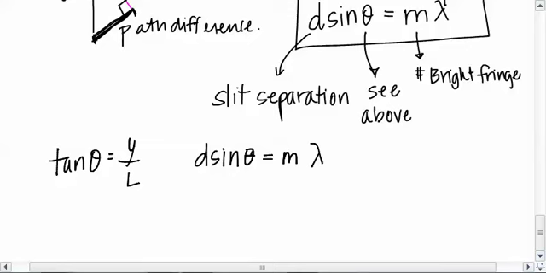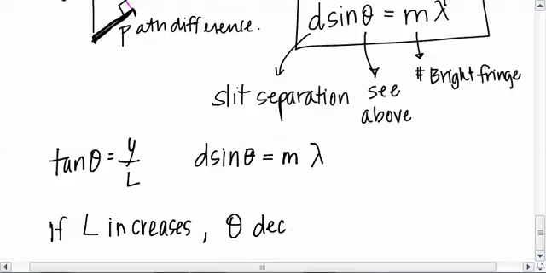If I increase the distance to the screen, what's going to happen to this theta? So if my denominator gets bigger, what happens to theta? If the distance to the screen increases, then theta does what? It decreases. Very good. Now if theta is going to decrease right here, that's not a big deal.